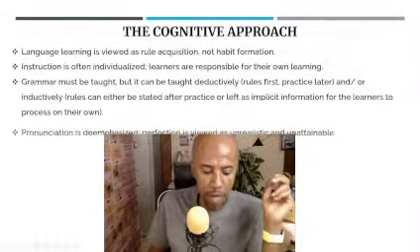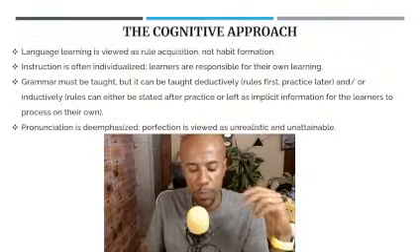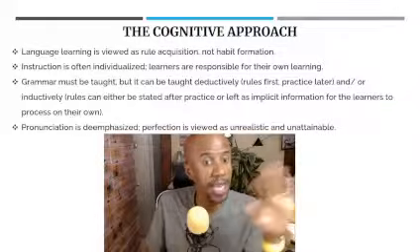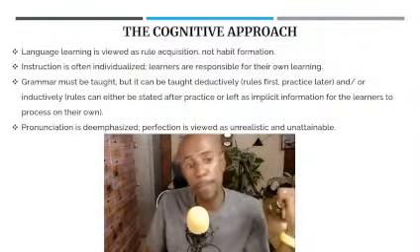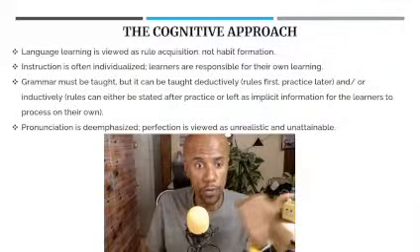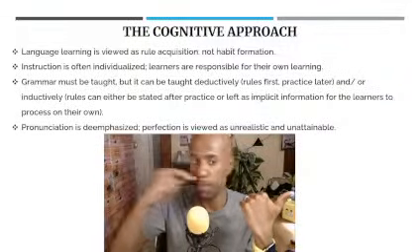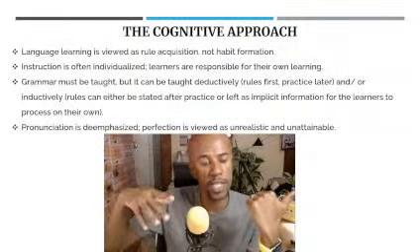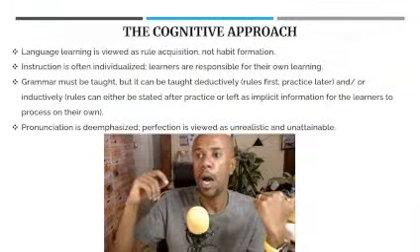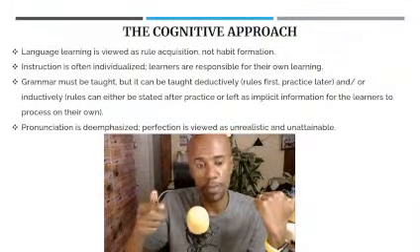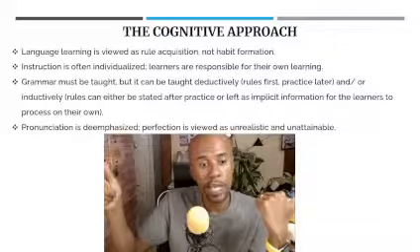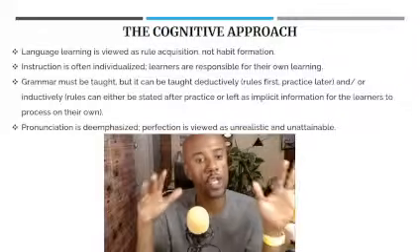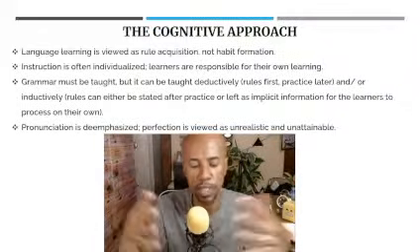Next, pronunciation is de-emphasized. Perfection is viewed as unrealistic and unattainable, which is again very different from the reform movement. First, because the reform movement, based on phoneticians and IPA, emphasized pronunciation and emphasized being correct when you pronounce something. And the audiolingual approach, which of course was based on the reform movement and which, as we have seen, emphasized pronunciation.